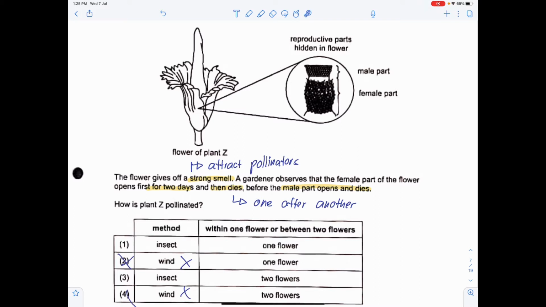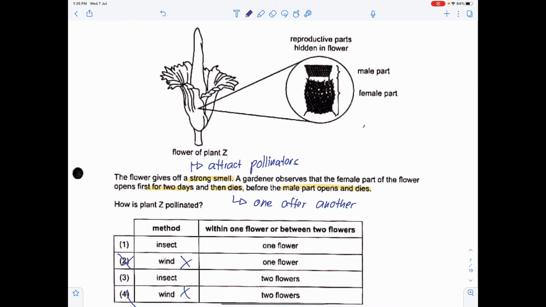Then the only difference is, they're asking you, is it within one flower or between two flowers? So the answer here is actually two flowers. Here's the explanation why. Because they tell you that the female part will open first. That means the male is inaccessible. So on one flower, only the female part is available.